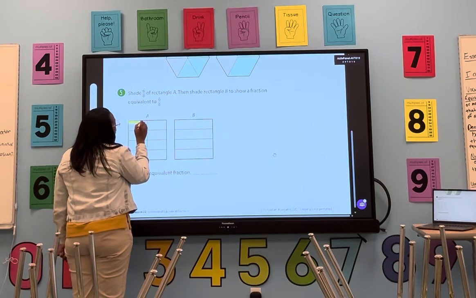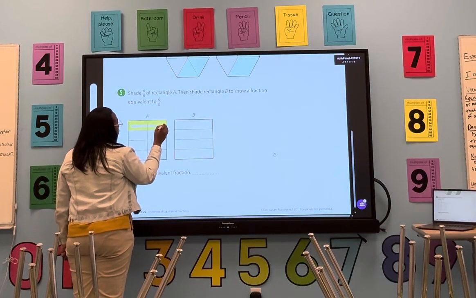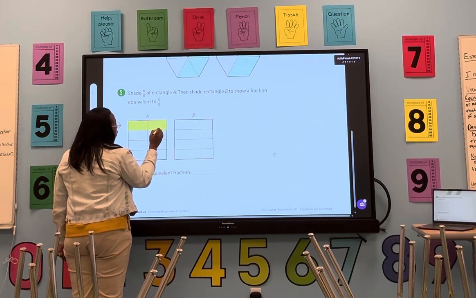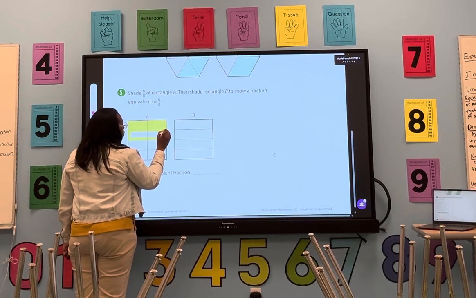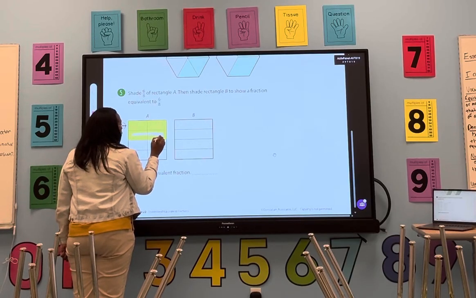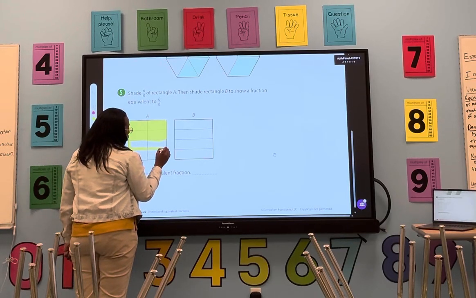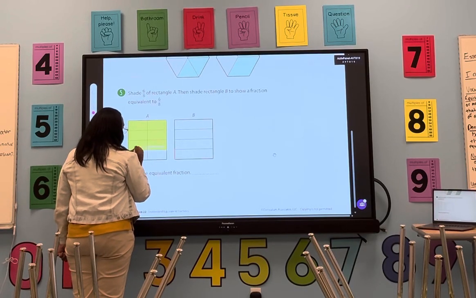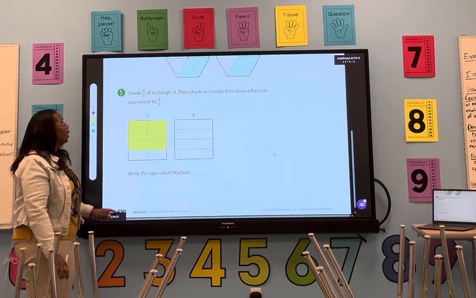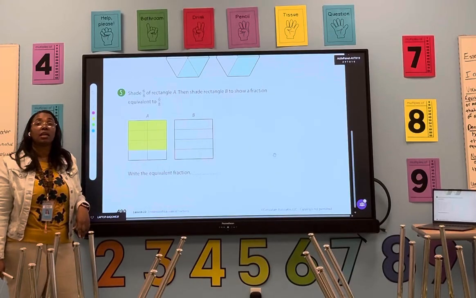So this is 2 that I've shaded in. And then I'm going to shade in another 2. Okay, that makes 4. And then I'm going to shade in another 2. Okay, that makes 6. That is 1, 2, 3, 4, 5, 6. 6/8. 6 out of 8 shaded in.